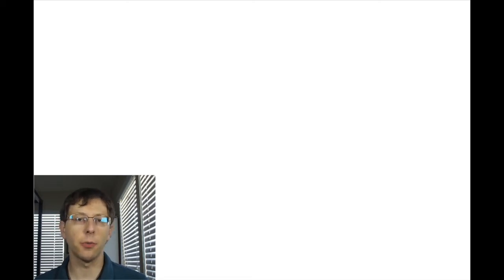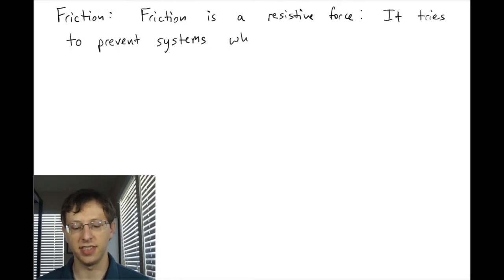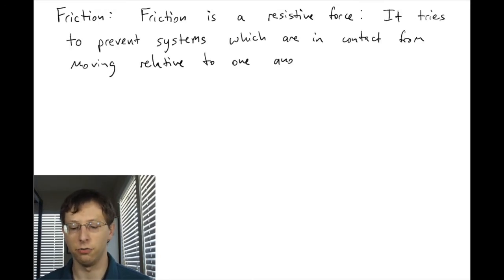Okay, so now we're going to talk about another kind of force. We're going to talk about the force of friction. And friction is called a resistive force, and that means that it tries to prevent systems which are in contact from moving relative to one another. Basically, it tries to stop things from sliding against each other.